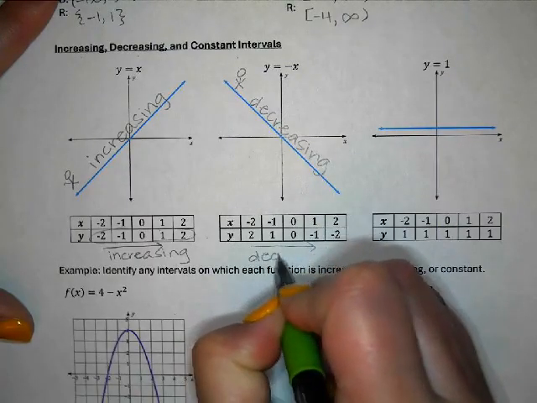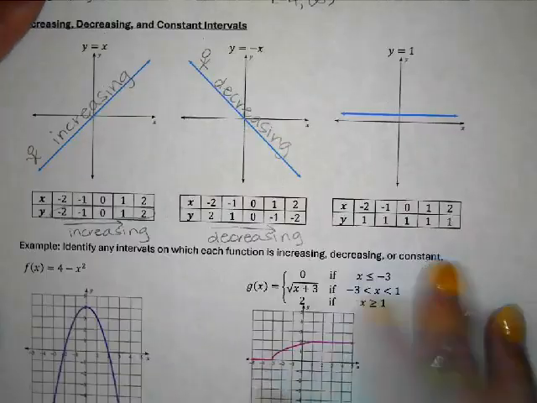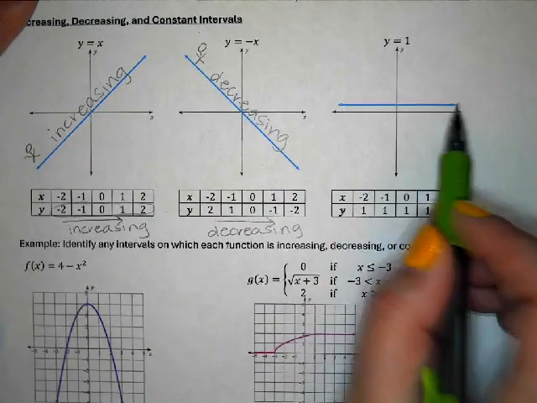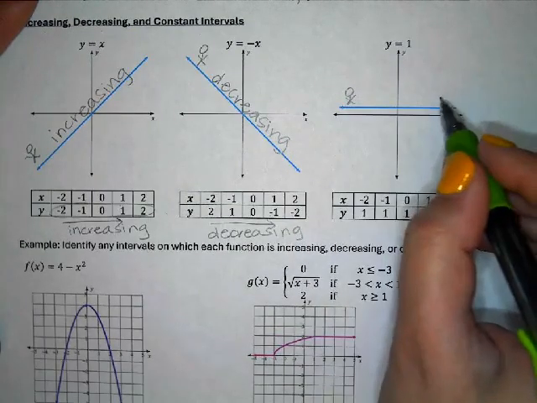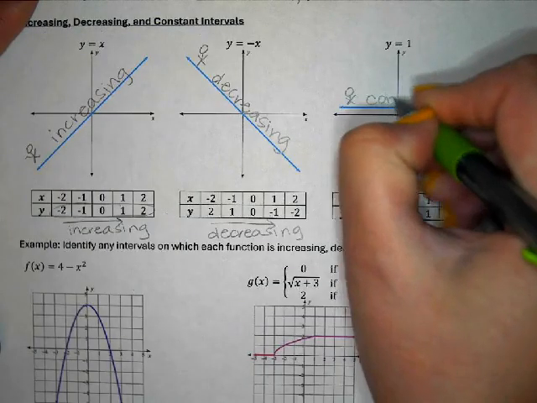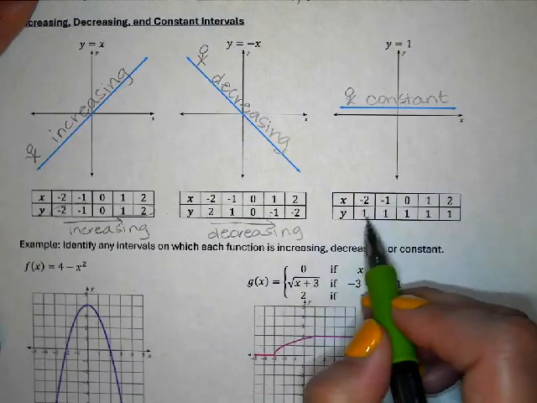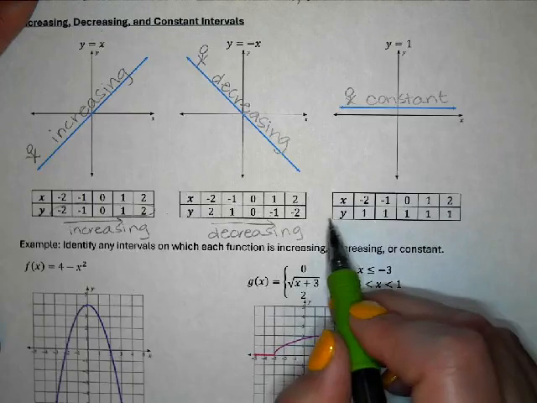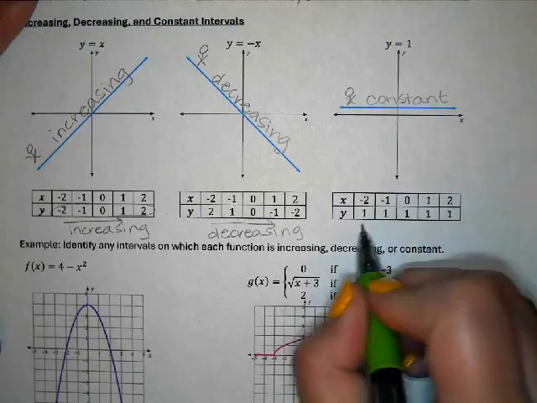Here we have just a horizontal line. So if we had a stick figure walking here, this would be a very easy walk because it's constant. No uphill, no downhill, just stays flat. And you can see what that would look like in a table. The y coordinate would just stay the same every time. So this would be, as you look from left to right, this would be constant.